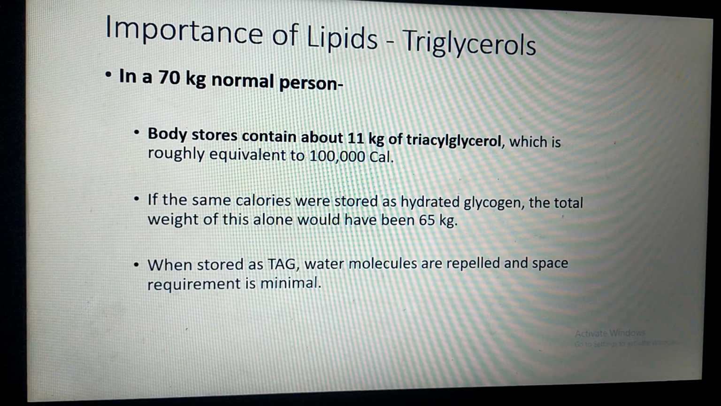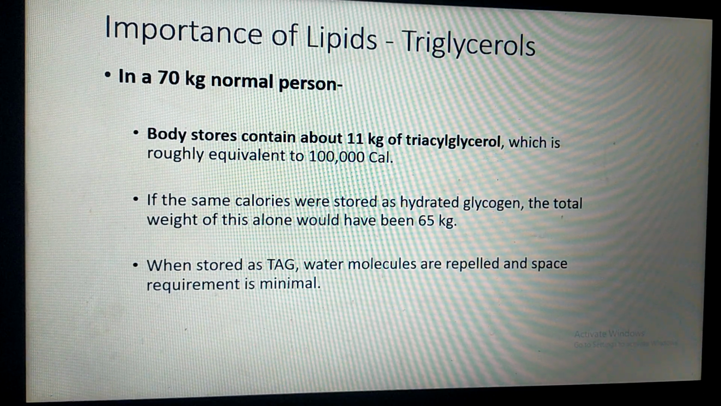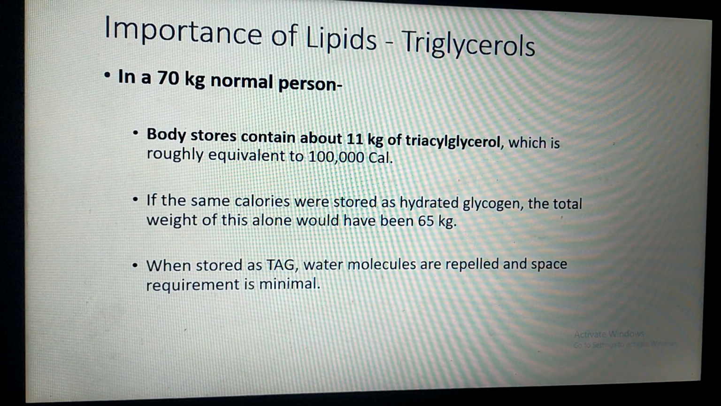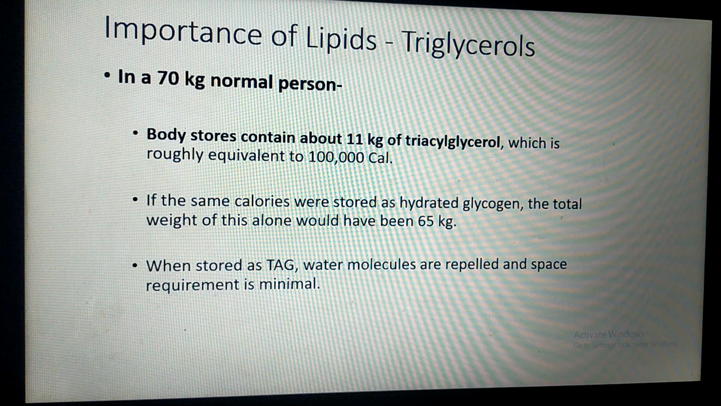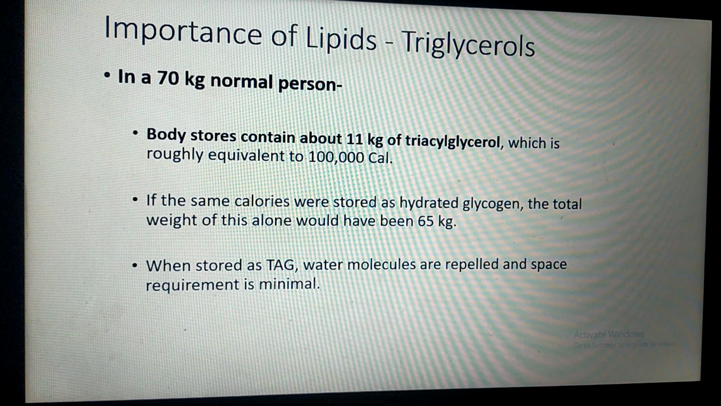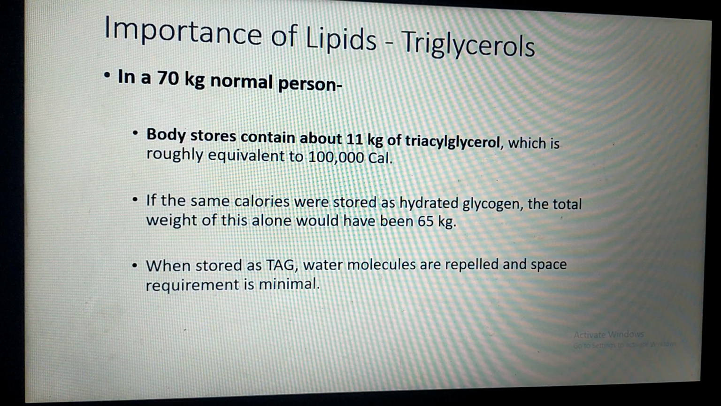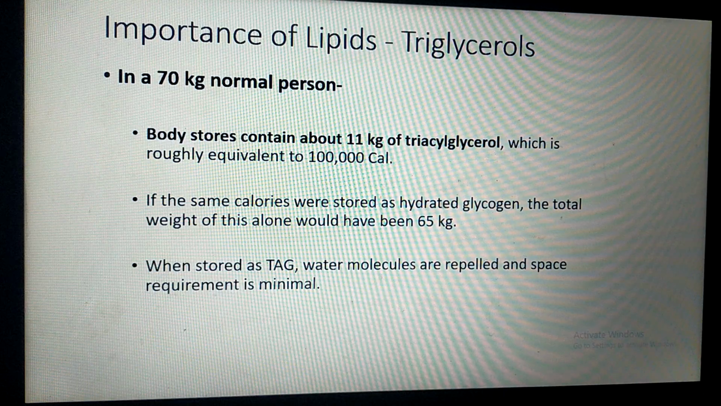In a normal 70 kg person, 11 kilogram of triglyceride is stored, and that will provide 1 lakh calories for that person during starvation or fasting. Now, if you want to save the same calories other than fat, for example in glycogen form, then we have to store about 65 kg of glycogen to provide 1 lakh calories of energy.